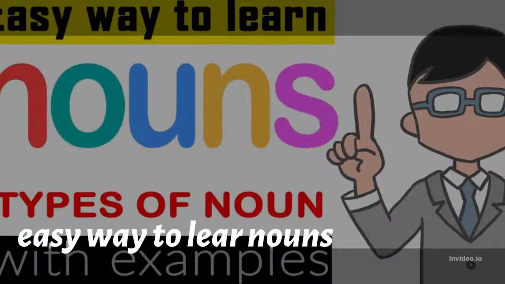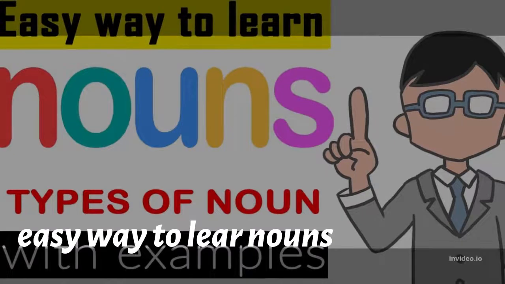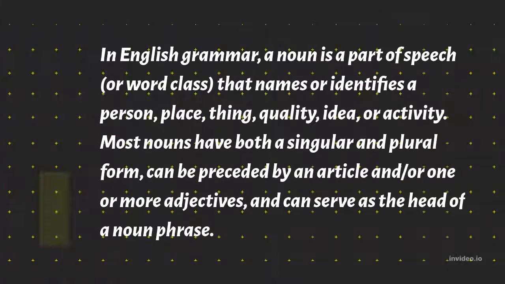Easy way to learn nouns. In English grammar, a noun is a part of speech, or word class, that names or identifies a person, place, thing, quality, idea, or activity. Most nouns have both a singular and plural form, can be preceded by an article and/or one or more adjectives, and can serve as the head of a noun phrase.